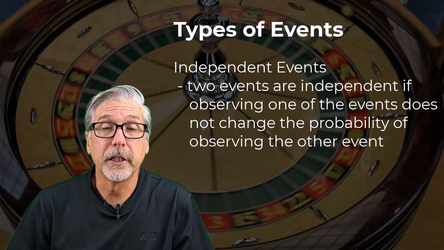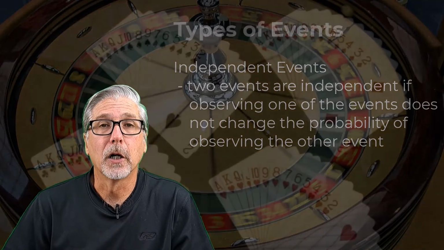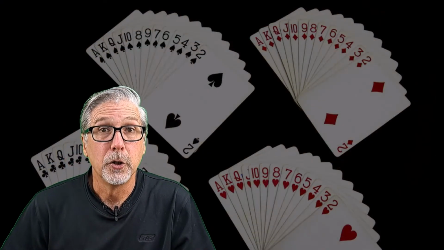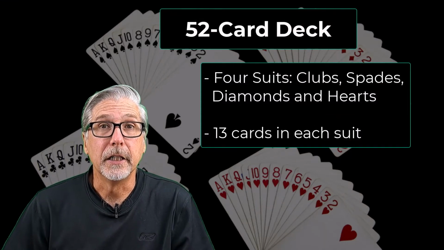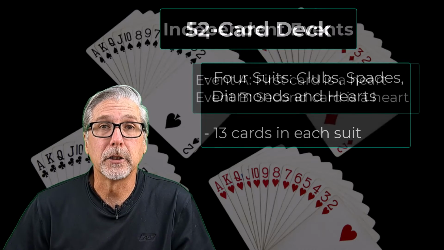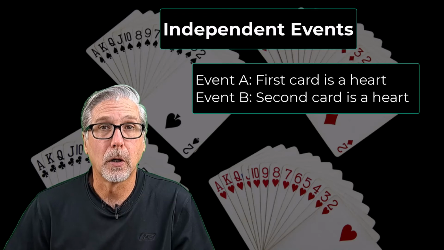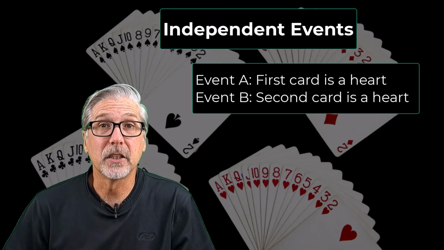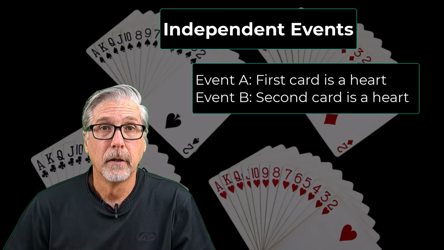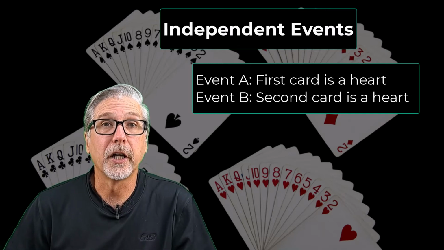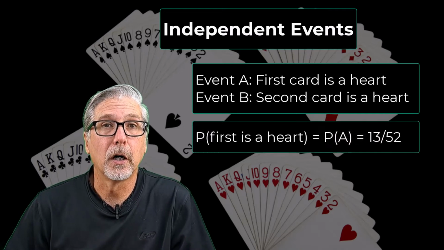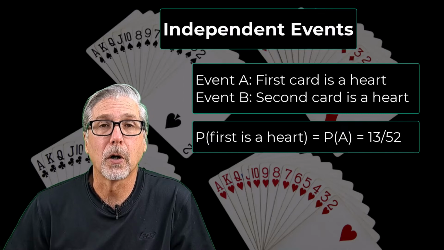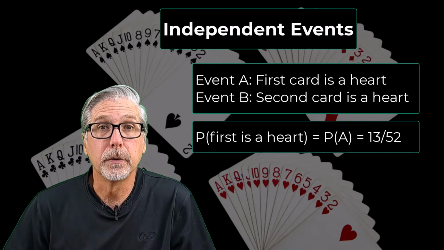For this example, I'm going to switch to the playing cards I discussed in the first probability video. You may recall that a standard 52 card deck has 13 cards in each of the 4 suits: clubs, spades, diamonds, and hearts. I'm going to define 2 events here. A is the first card dealt is a heart, and event B is the second card dealt is a heart. Now, imagine, if you will, we shuffle the deck and randomly choose a card. 13 of the 52 cards can result in a heart, so we know that the probability of A, the first card is a heart, is 13 out of 52.